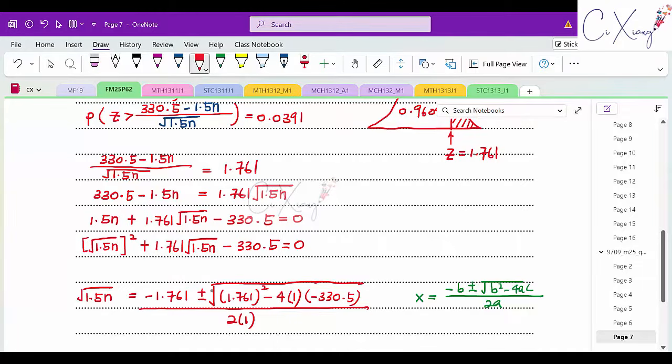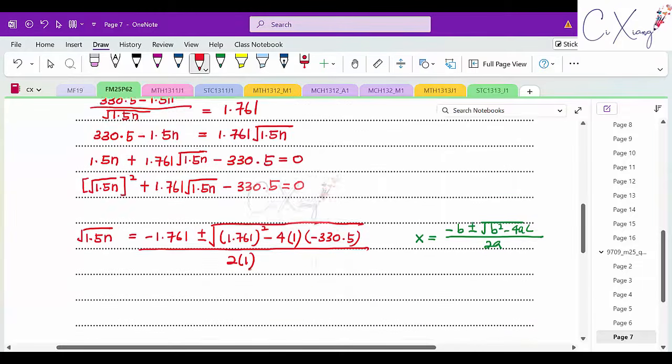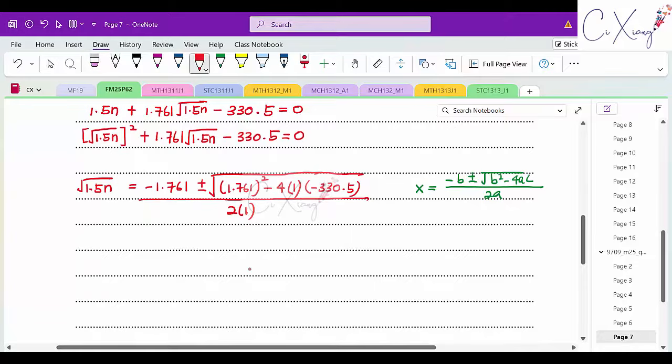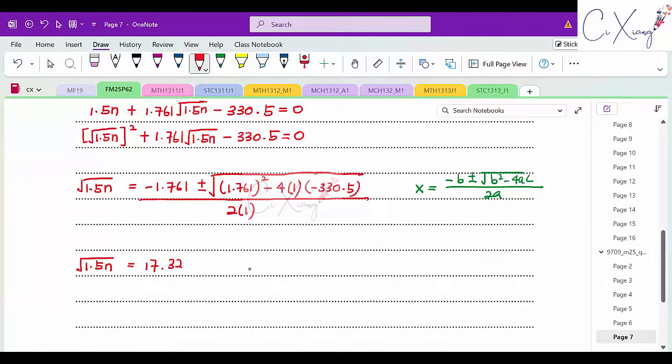Alright, so from these steps onwards, you can try to use a calculator to help you simplify the square root 1.5n into two sets of answers. The first one is 17.32046921. When you try to simplify the value from this equation, you have two values here. One is 17.32 and so on.